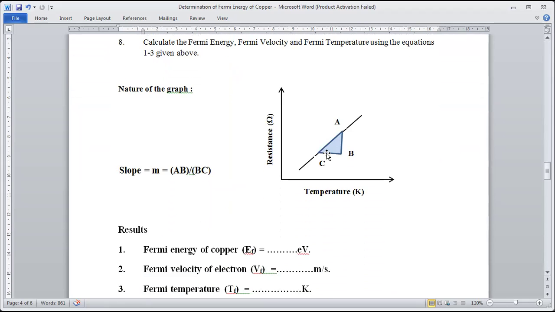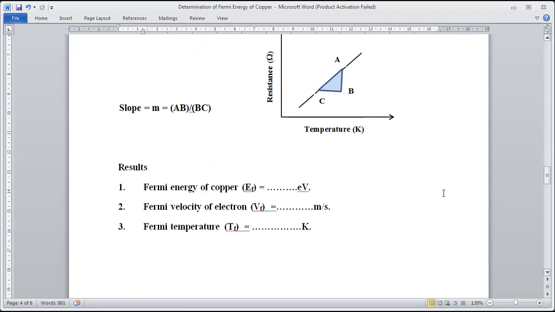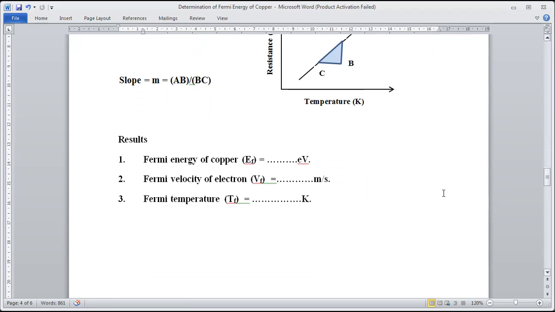So this is the nature of the graph. It may not be perfectly straight, but it will almost be a straight line. Take the temperature on the x-axis and resistance on the y-axis. After plotting, draw a straight line, then note down the slope of the line. So these are the results to be obtained from this experiment.